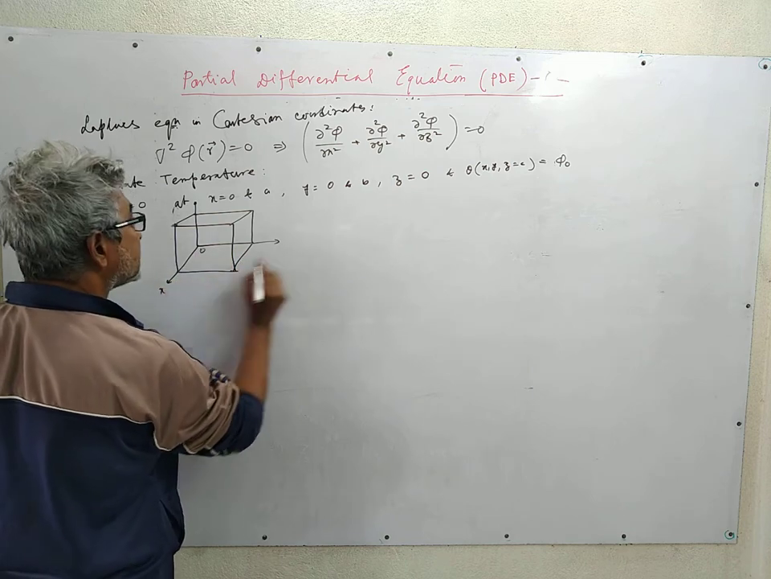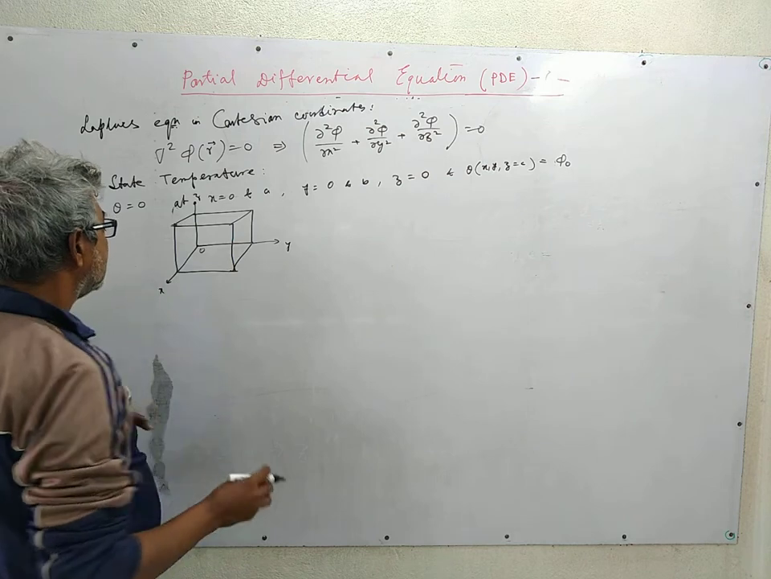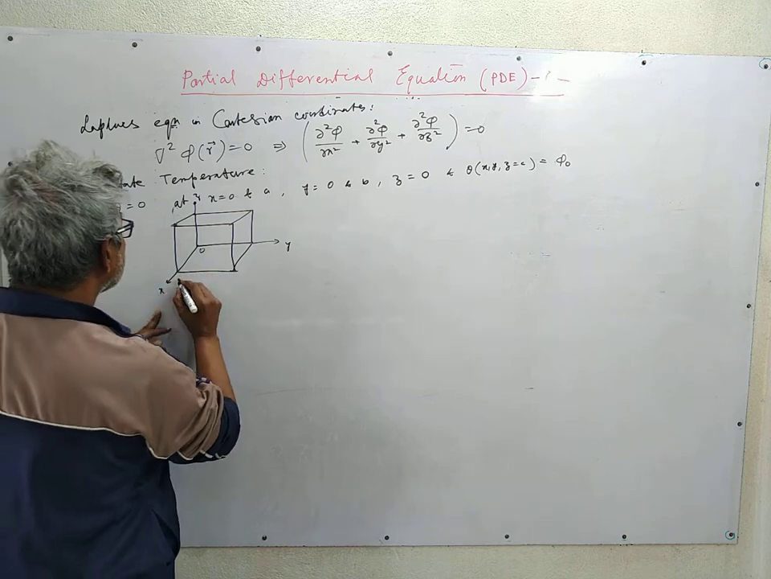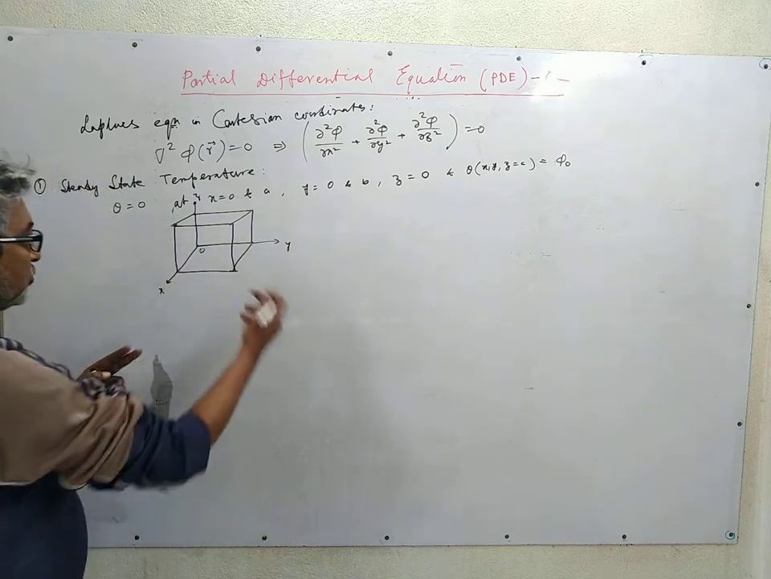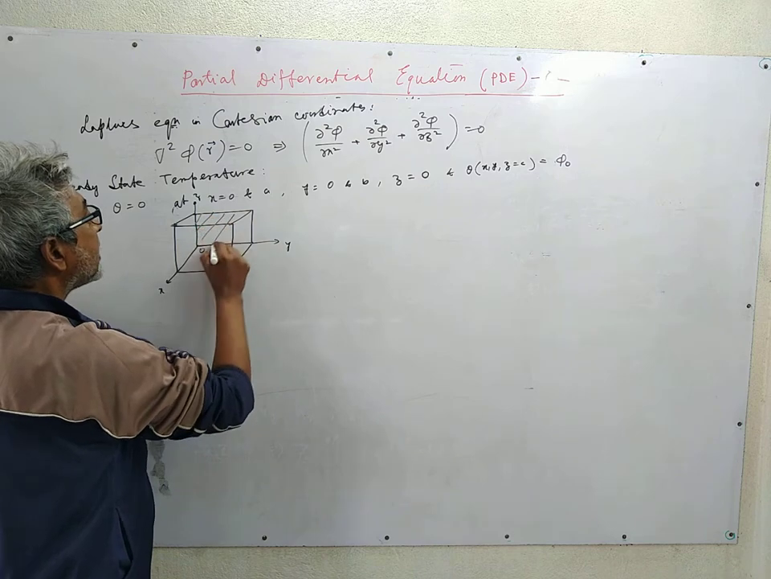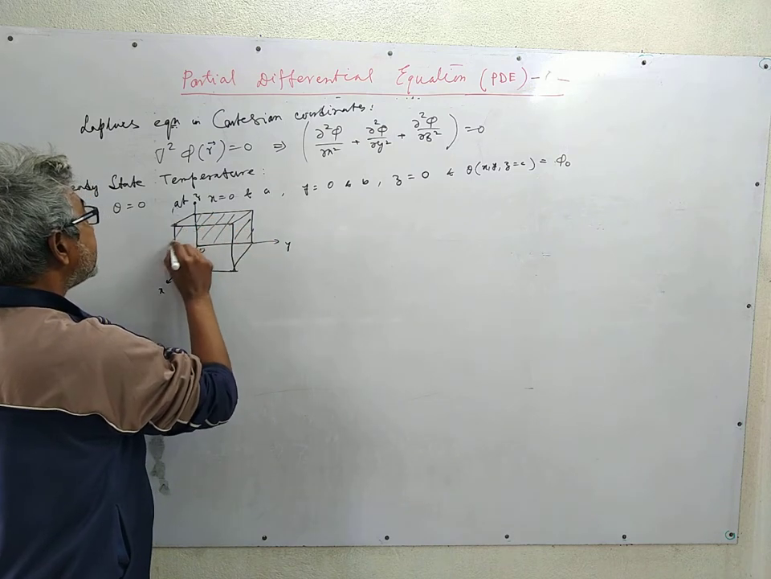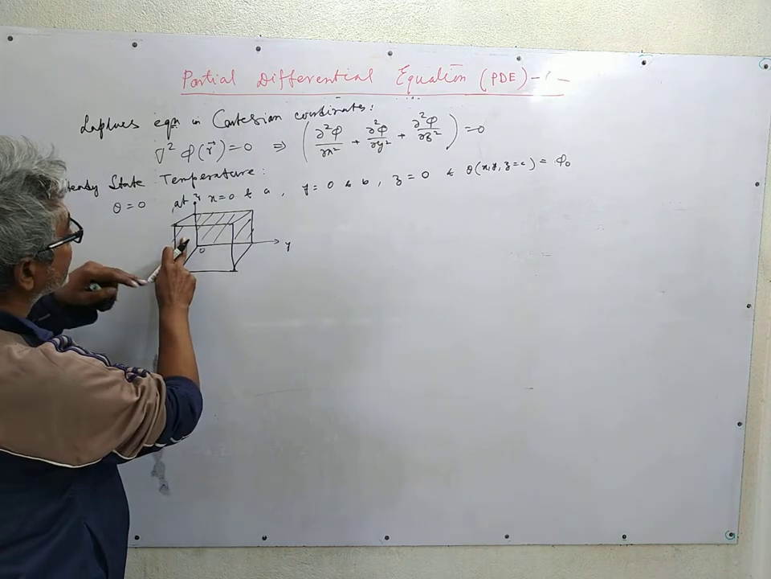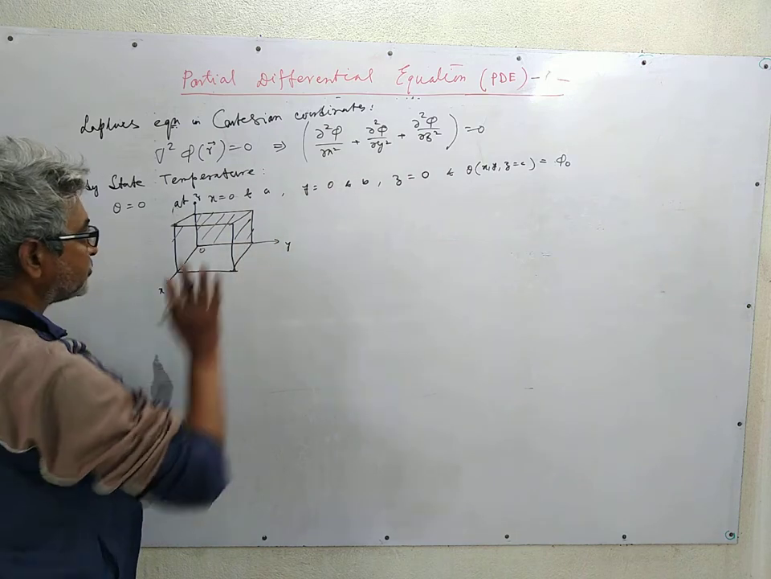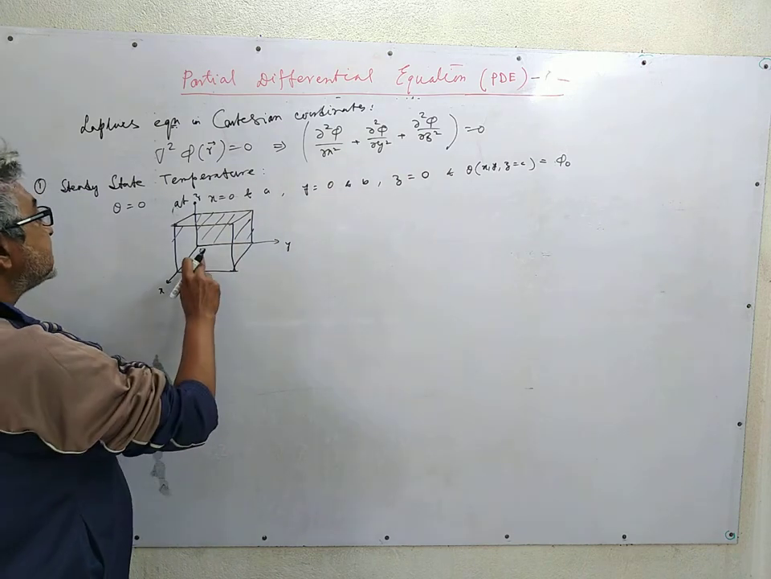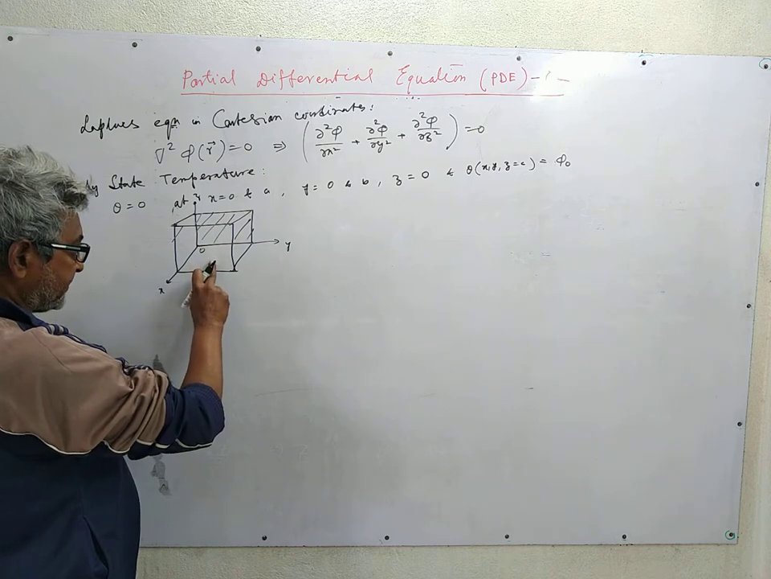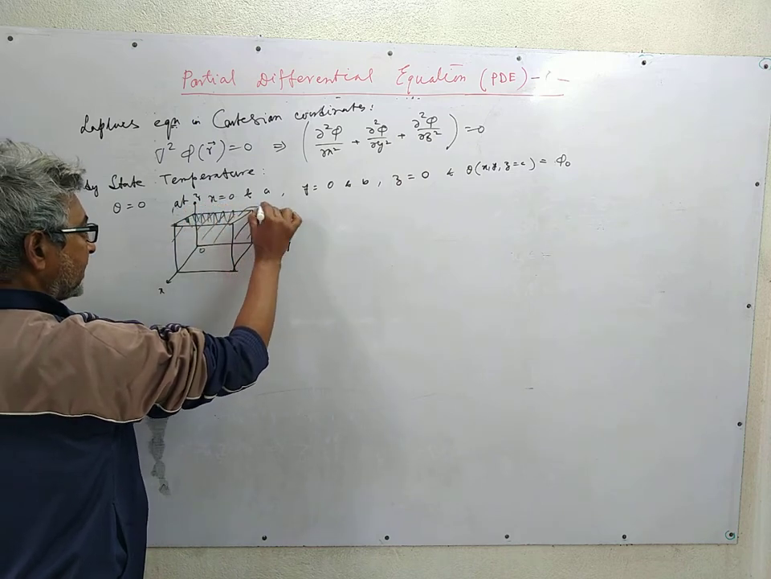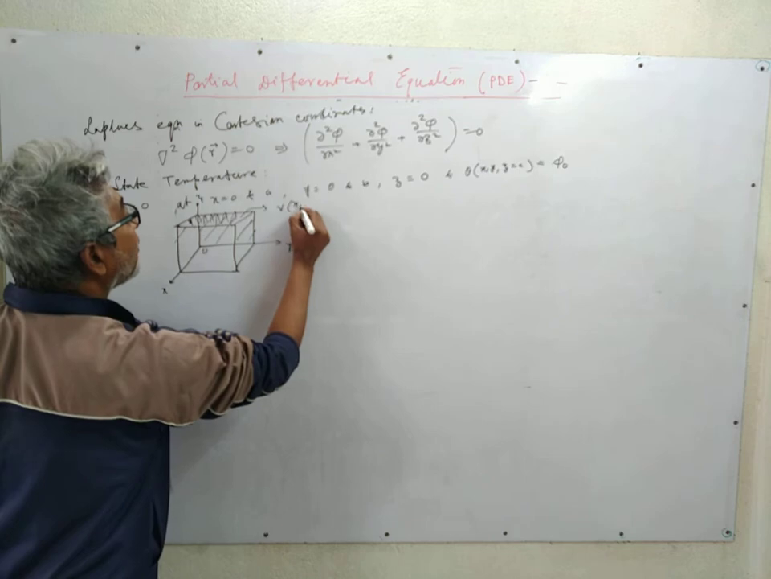This is the origin, this is the x-axis, this is the y-axis, this is the z-axis. So this is the x is equal to 0 plane. At x is equal to 0 and x is equal to a, the temperature is 0. So this face and this face have 0 temperature, and so is y. This is the y is equal to 0 plane, this is the y is equal to b plane, where also the temperature is 0, and this is the z is equal to 0 plane, which is at 0 temperature, and this surface is at the temperature V of x y.